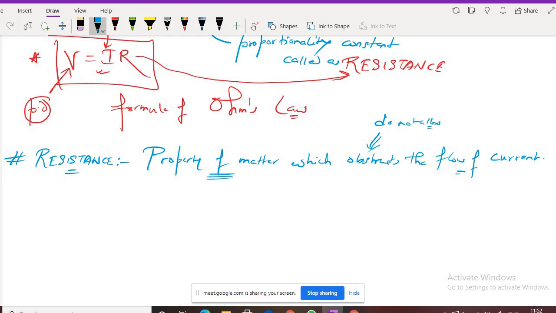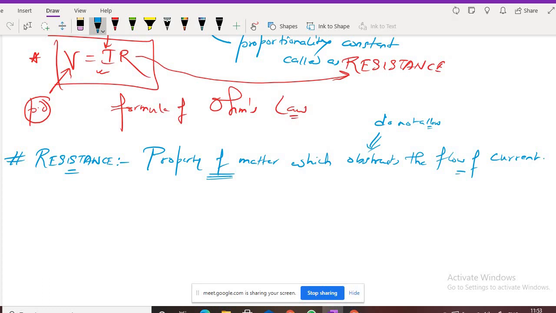Every matter has a property called resistance. You, me, table, fan, pen, pencil, blackboard, laptop, everything. Resistance is a property of matter which does not allow the current to flow. Understood? Few materials have less resistance, and they are called conductors, and few materials have very high resistance and they are called insulators. Have you understood? Table, chair, me, you, everything has resistance.